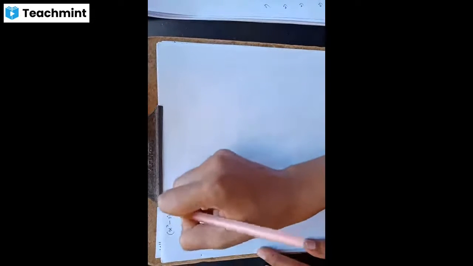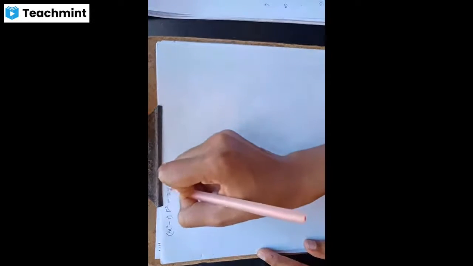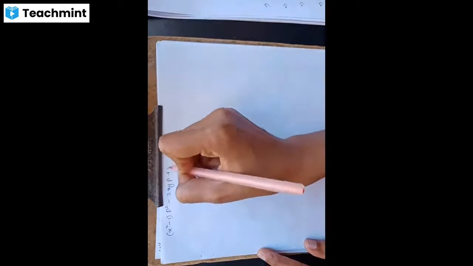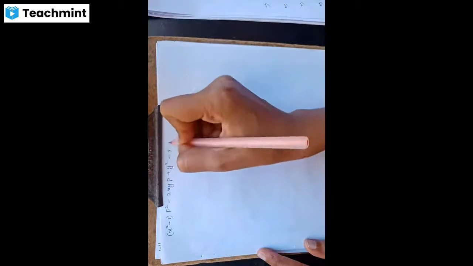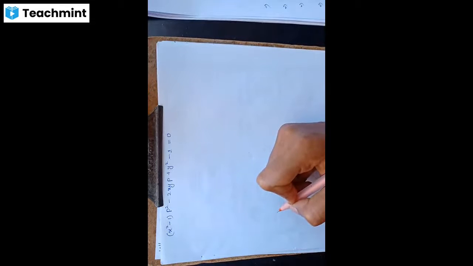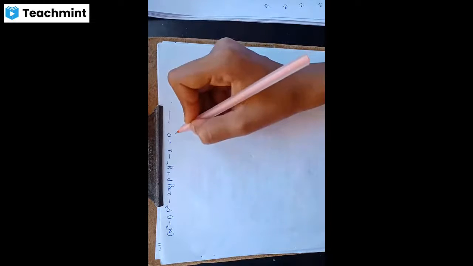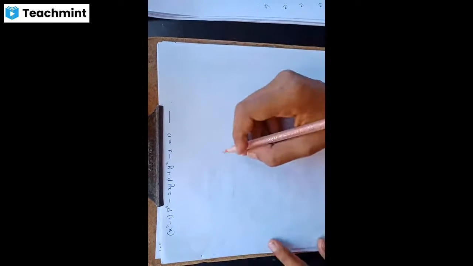So next one is: find the general and the singular solution of the equation. The given equation is (x² − 1)p² − 2xyp + y² − 1 = 0. This is not in the Clairaut's form of the equation, so we have to reduce this into the Clairaut's form first.